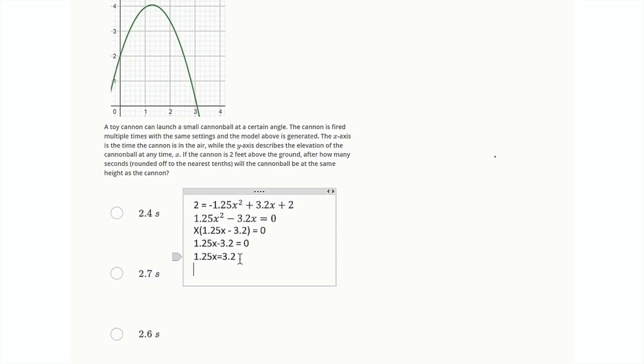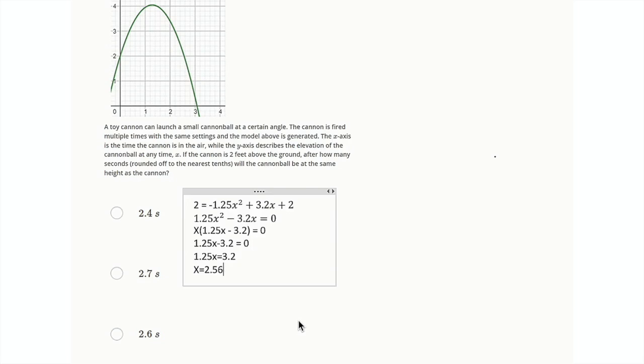Okay, and now I'm going to divide both sides by 1.25 to get our answer. So x equals, remember you have a calculator here, so I will on my end use a calculator because I'm not going to do that in my head. 3.2 divided by 1.25 equals 2.56.